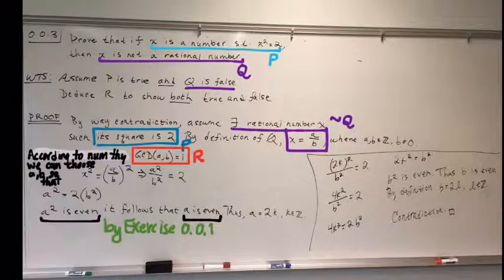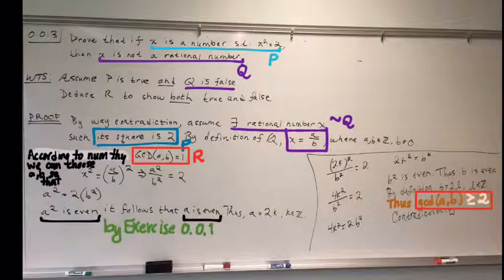How do we know that this was a contradiction? If b is even and a is even, then what is the greatest common divisor of a and b? What do we know about it? What divisor do a and b necessarily have in common according to what's written up here? 2. And so the greatest common divisor of a and b has to be at least equal to 2, because we know that they have a 2 in common, because they're both even numbers. And so that's why we get a contradiction here.